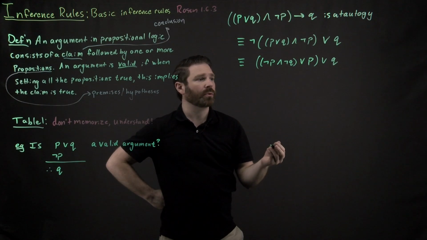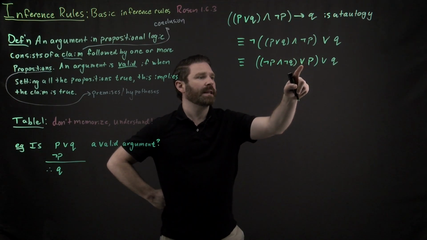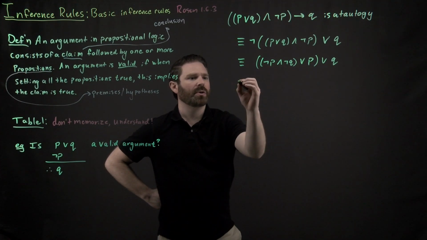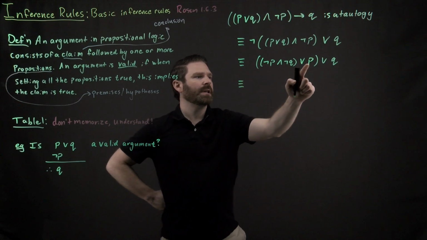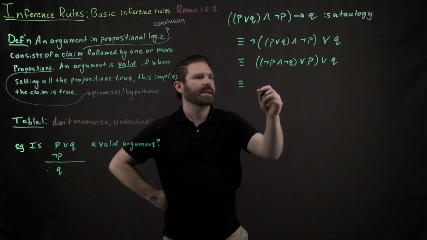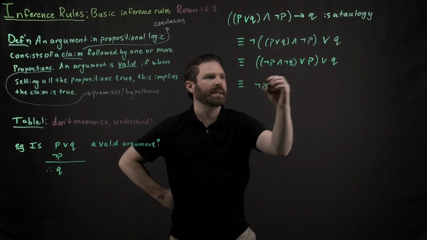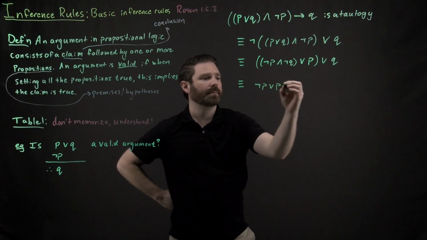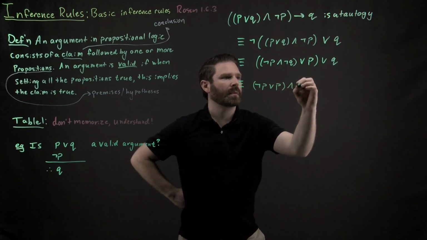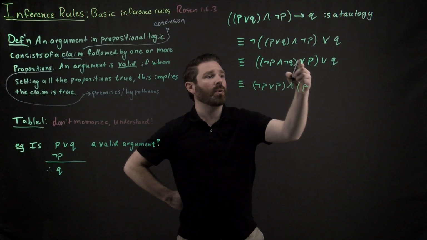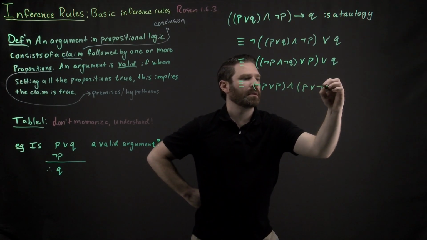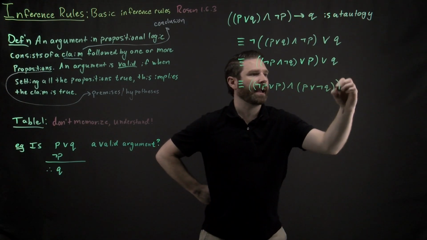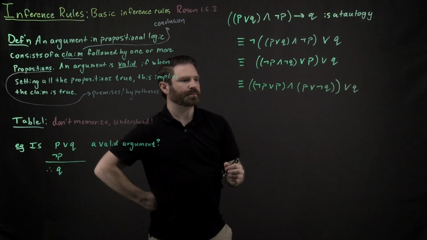So I have this expression right here, and I see that's a mixture of ands and ors. And I remember one of my rules that tells me how I can distribute this or P into this expression right here. So in particular, I'm going to distribute this P into here. It's going to become a not P or P, and P or not Q. And at the very end over here, I have an or Q.